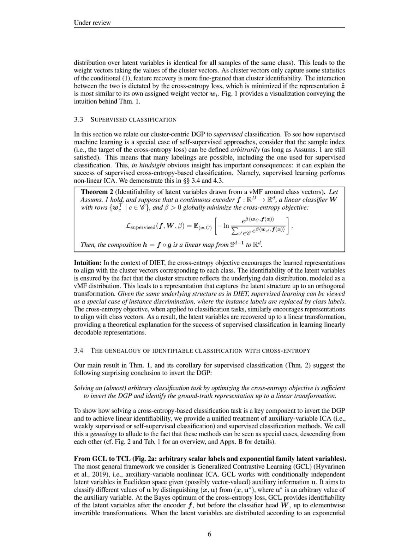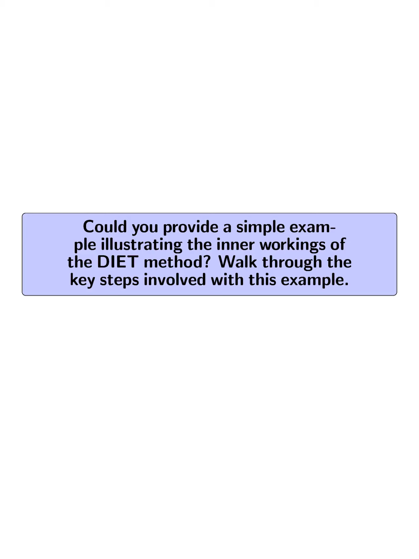Ultimately, DIET's design allows for the recovery of latent variables and cluster vectors, demonstrating that supervised learning can be viewed as a special case of instance discrimination, where the instance labels are replaced by class labels, leading to linear identifiability of the features. Could you provide a simple example illustrating the inner workings of the DIET method? Walk through the key steps involved with this example.